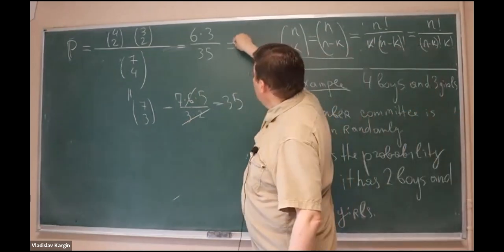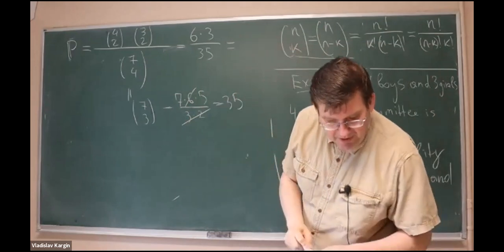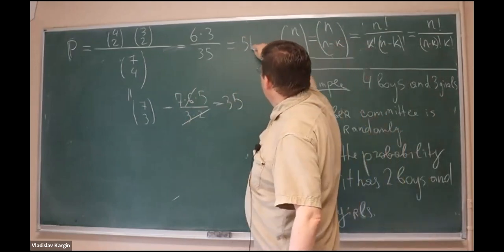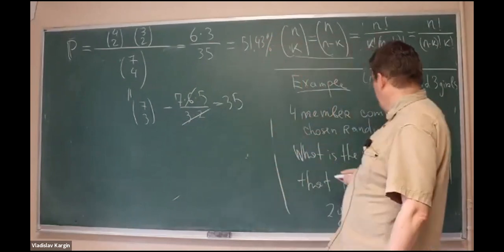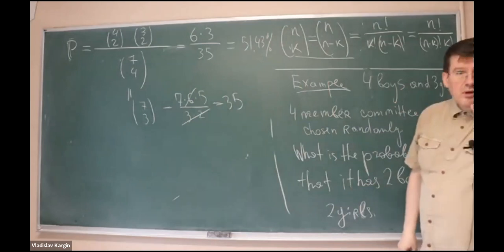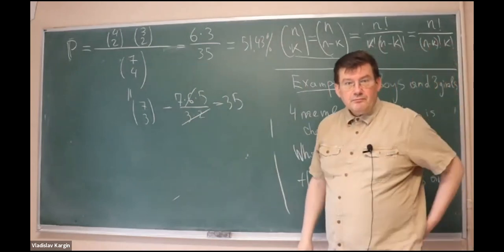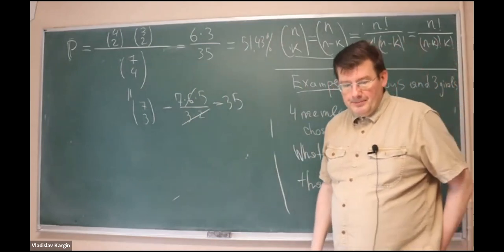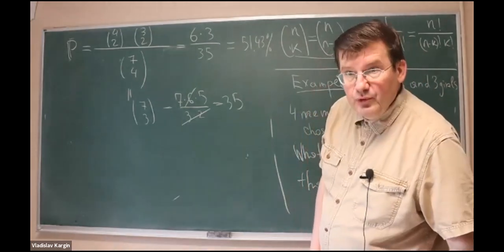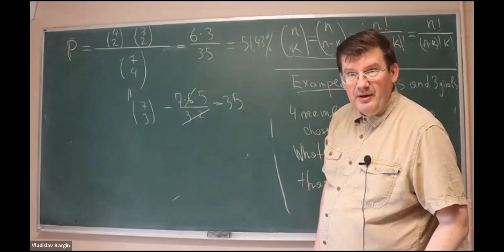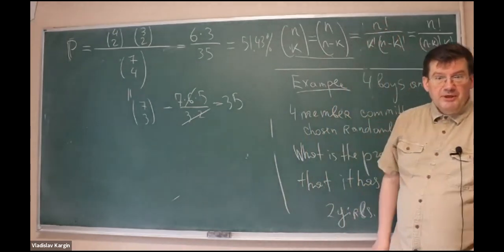And so this is approximately equal to 51.43. And so this is a very likely situation. Okay, so this is what we wanted to say about the combinatorial probability.